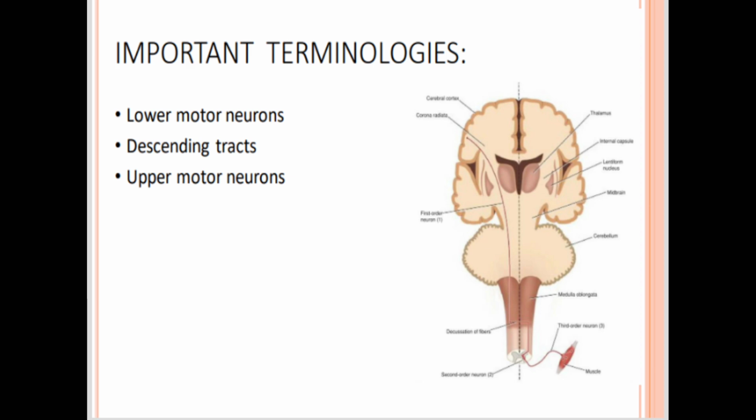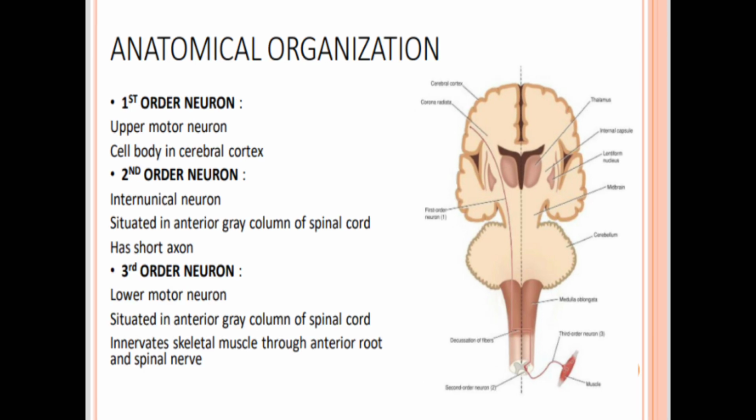Now the upper motor neuron. Basically, the upper motor neurons are all the supraspinal nerve cells and nerve tracts. So these are all referred to as upper motor neurons. Now let's talk about anatomical organization.